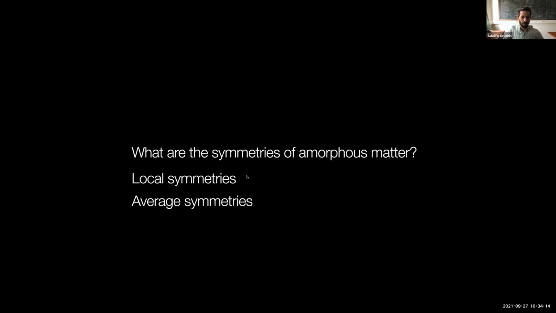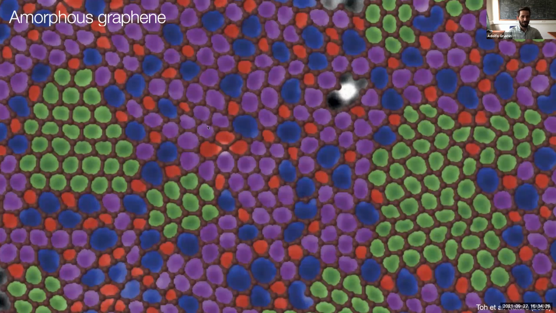I'm mostly going to talk about local symmetries, but average symmetries are also interesting. And to visualize local symmetries, I think it's best to actually see with your own eyes an example. And here is amorphous graphene. So this is taken from an actual experiment, also a very nice paper.